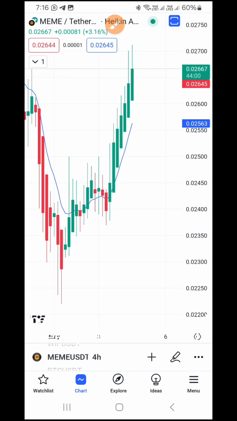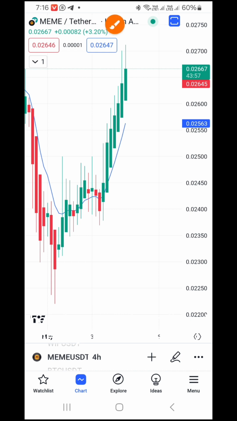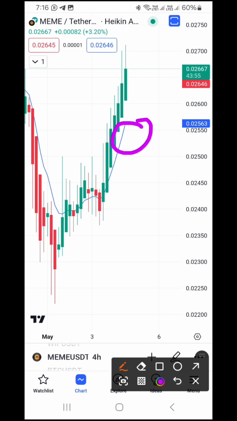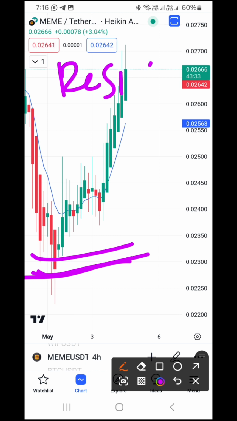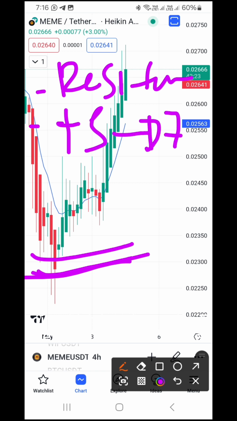Then the second condition I need you to follow is the 50 EMA has to be below the coin you're trading. I told you. Now let me repeat the conditions properly. 1, you have to look for a resistance area that has been tested multiple times. 2, you have to look for a coin which is at least plus 5, between 5 and 7 to trade.